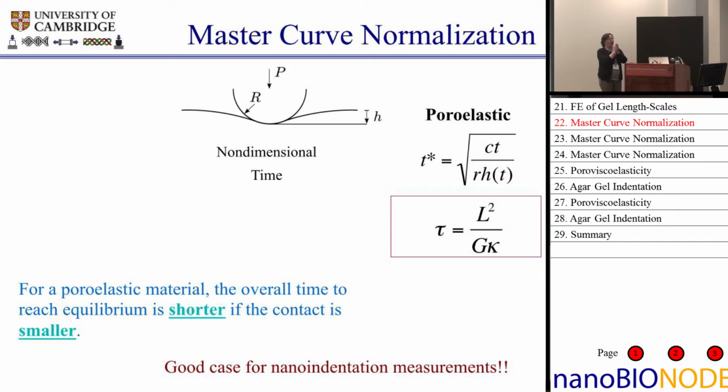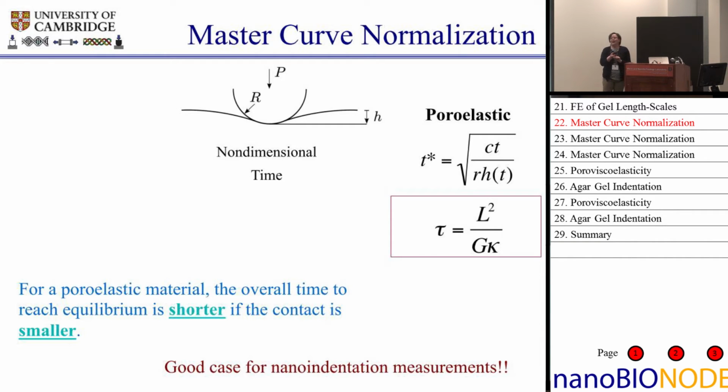So on the right here is the time constant for poroelastic relaxation. And as we saw yesterday, depending on how you write it, it's related to some square of a length scale and some modulus and some permeability. So it has that length scale intrinsically in there.